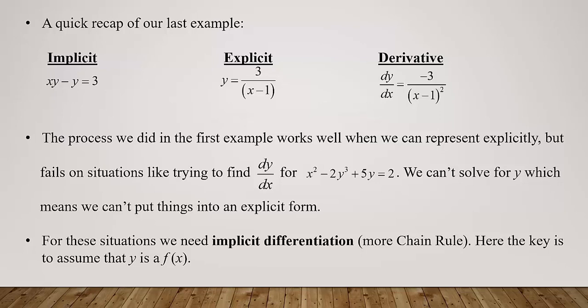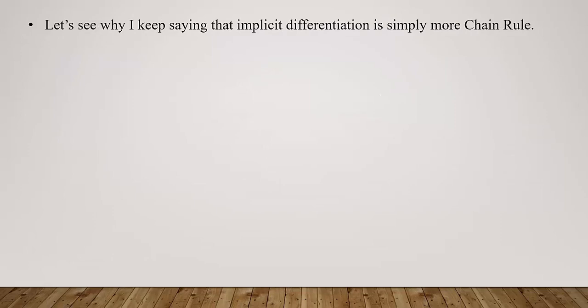The key for implicit differentiation is that we're going to assume that wherever we see a y, that y is representing a function of x. Y is a function of x. So let's see why I keep saying implicit differentiation is simply more chain rule.